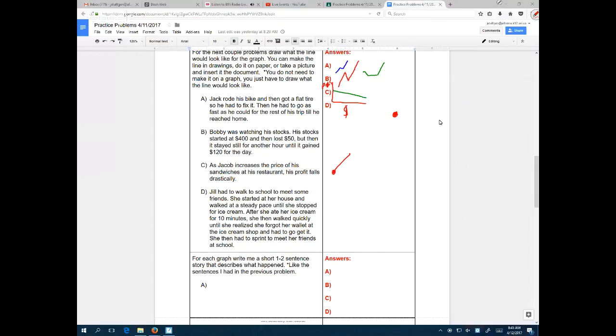Okay, so after she got to the ice cream shop, what did she do at the ice cream shop? Did she keep on walking or did she stop for a little bit? She stopped. Okay, so you guys showed that she stopped. We talked yesterday. If it stops, what happens with the line? It's flat. Very good. It should be flat.